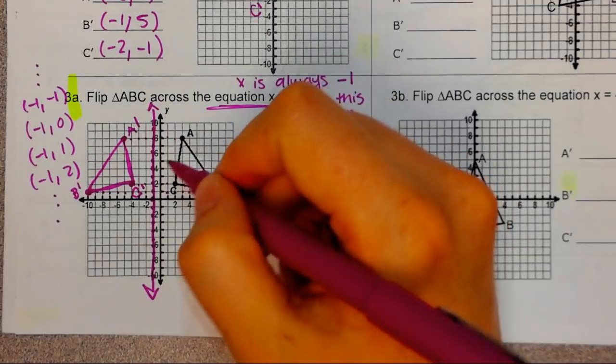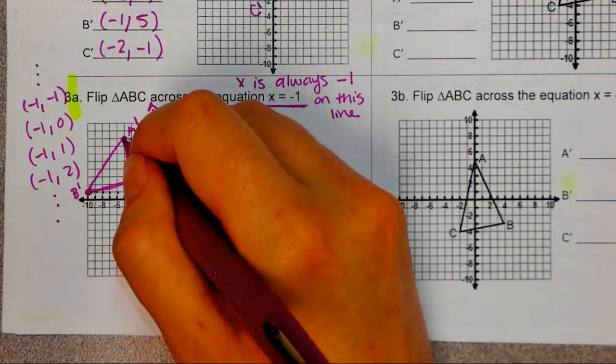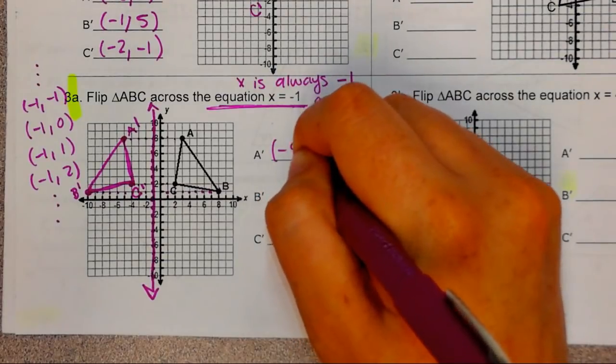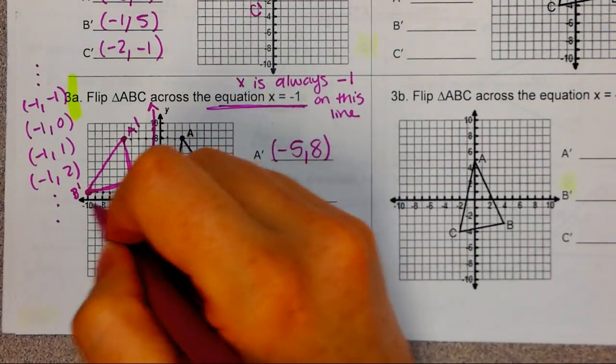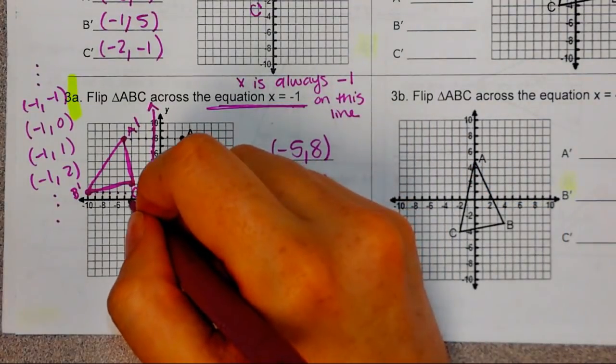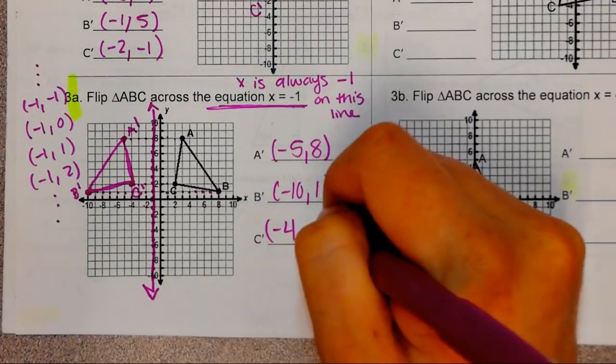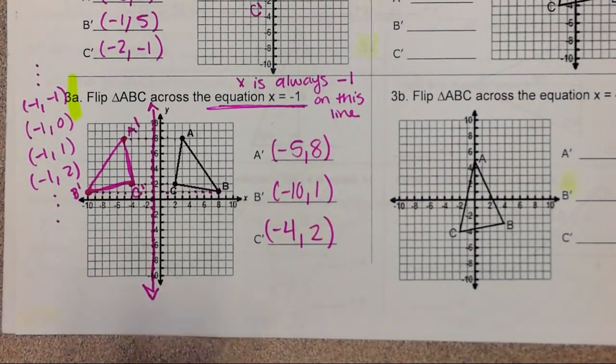Okay. So A prime is at (-5, 8). B prime is at (-10, 1). And C prime is at (-4, 2). Okay.